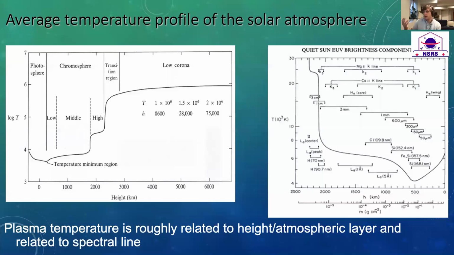What I want you to understand is that there's a link between the elements that are emitting light or absorbing light, the temperature of the solar atmosphere, and the location in terms of the height in the corona above the photosphere. So all of these three things are linked together. And so it makes us able to investigate the sun in a little bit more specific way.